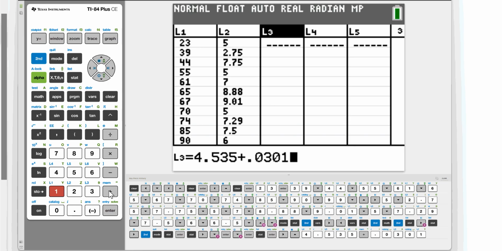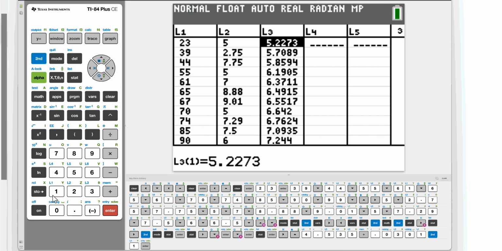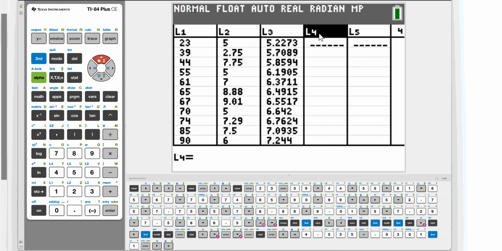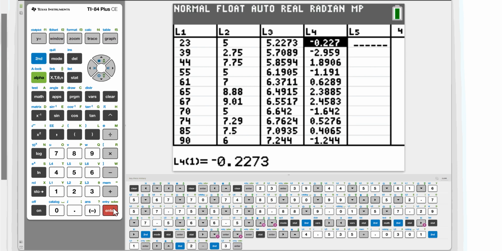And that's coming from list 1. So I'm going to put in list 1 right here. And if I hit enter, it'll give me all of the predicted amounts. And there's that 5.2273 that we just talked about. Now, to get the residuals, I'm going to go to list 4, and every residual is the actual minus the predicted. So that's list 2, which is our actual, minus list 3, and that'll give me all the residuals. So if you want to find all the residuals easily, that's how you can use technology to do it.